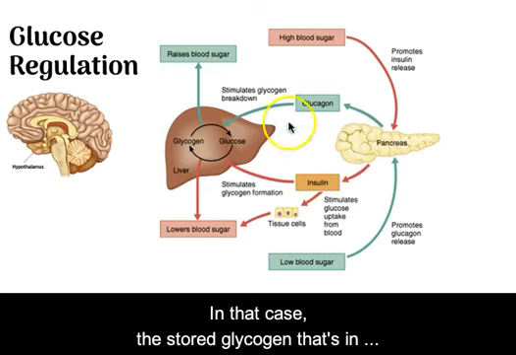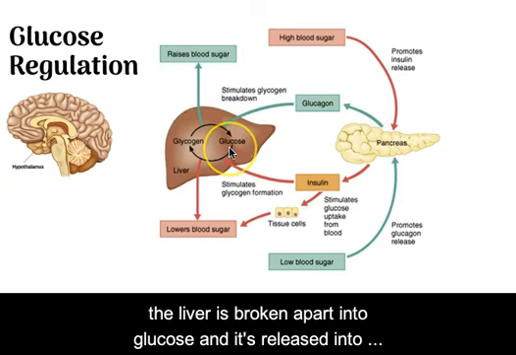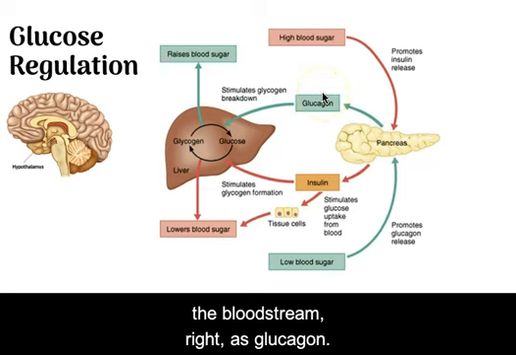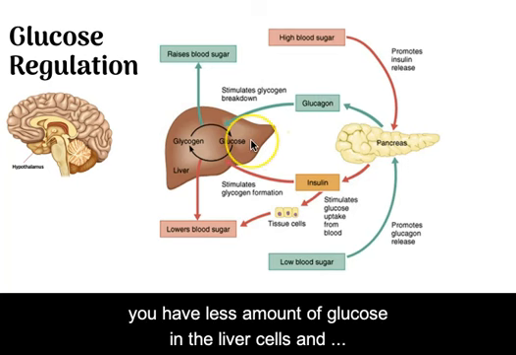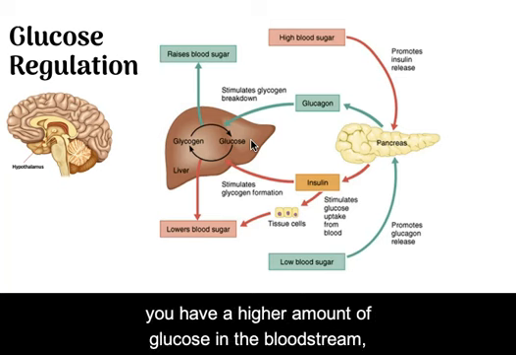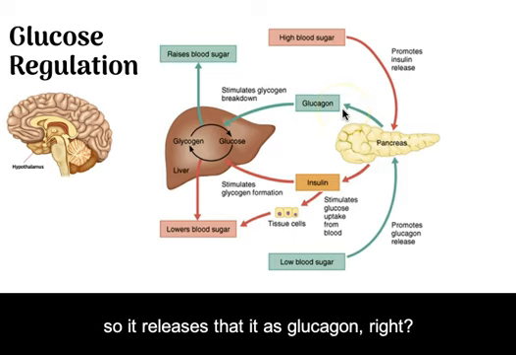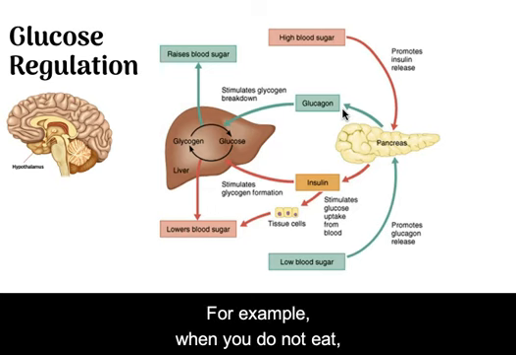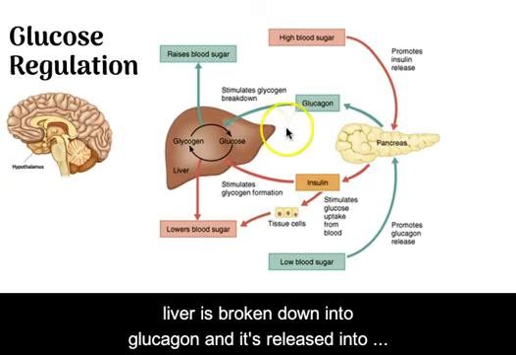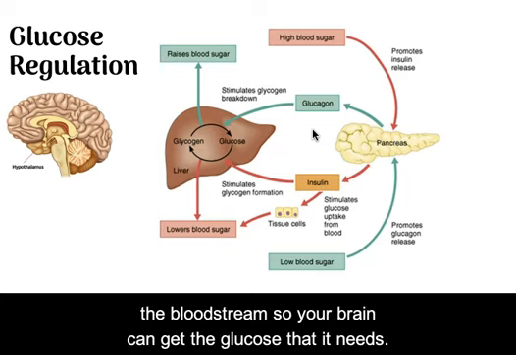The stored glycogen that's in the liver is broken apart into glucose and it's released into the bloodstream, right, as glucagon. This causes a decreased glucose in liver cells. So now you have less glucose in the liver cells, and you have a higher amount of glucose in the bloodstream. Right, this process is called glycogenolysis. For example, when you don't eat for a prolonged time, the glycogen stored in the liver is broken down into glucagon and it's released into the bloodstream so your brain can get the glucose that it needs.